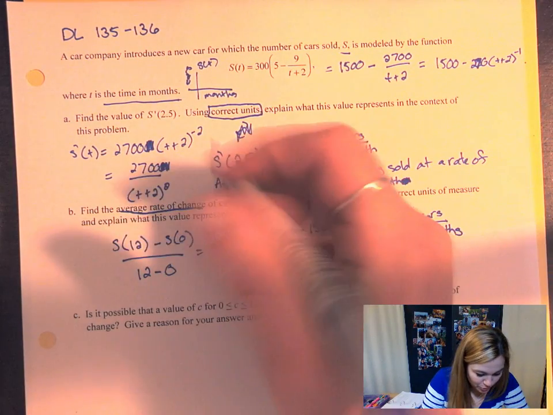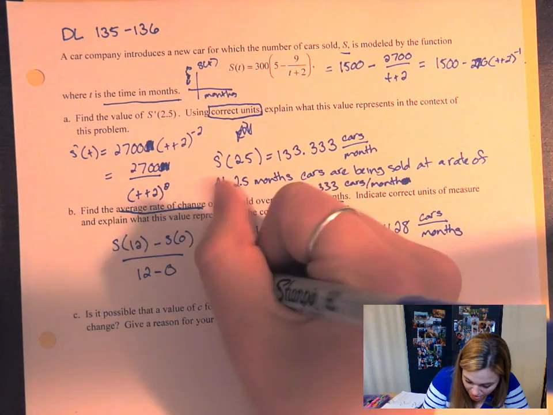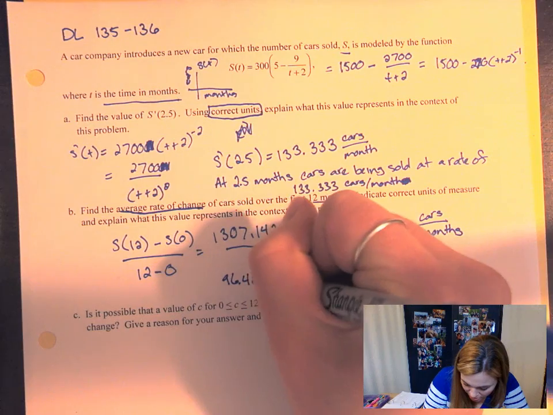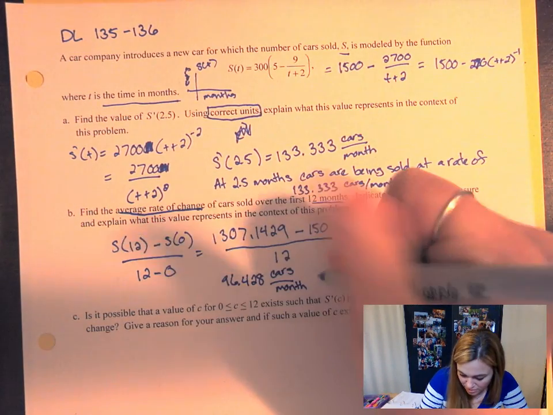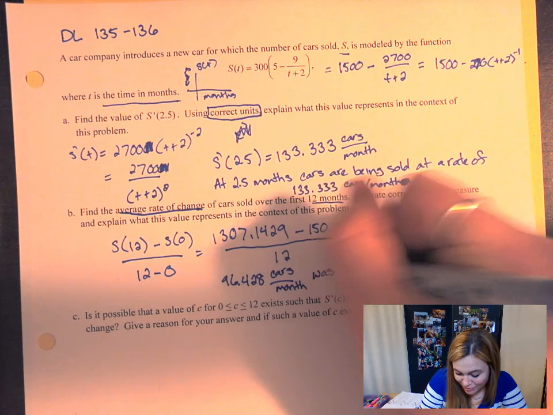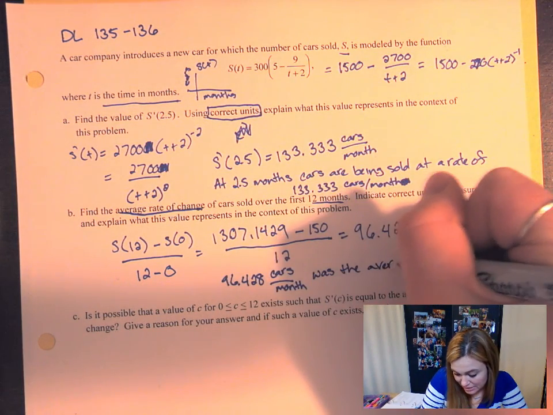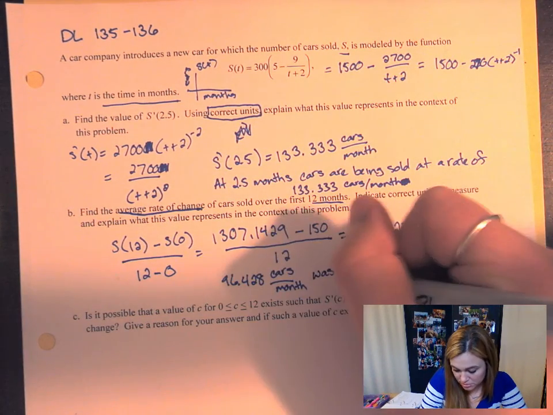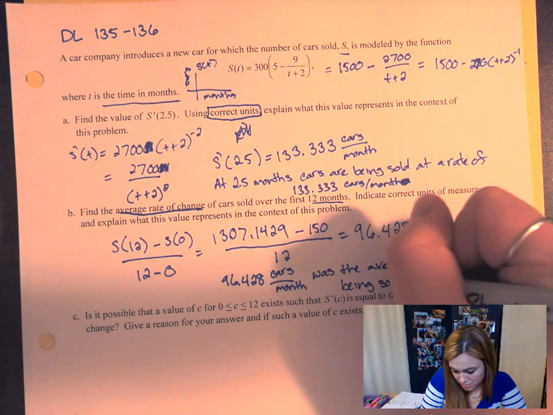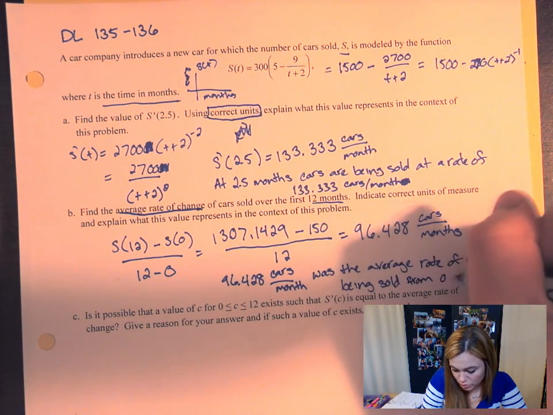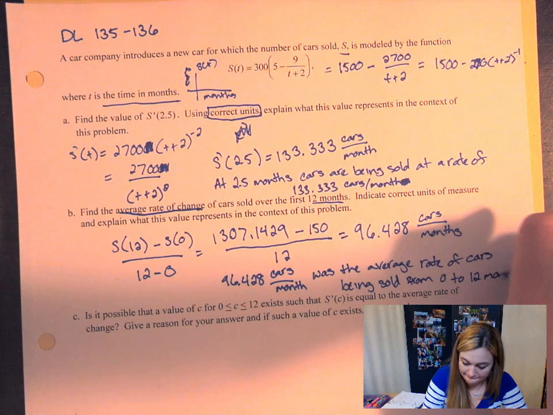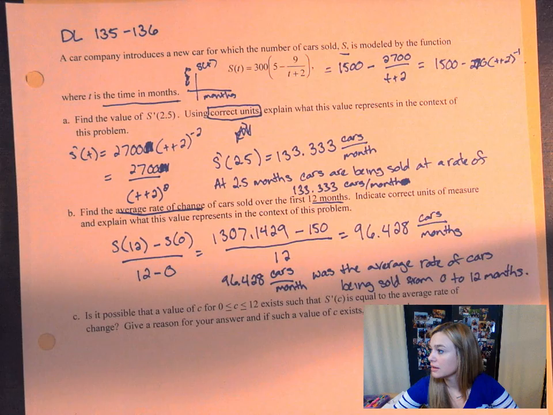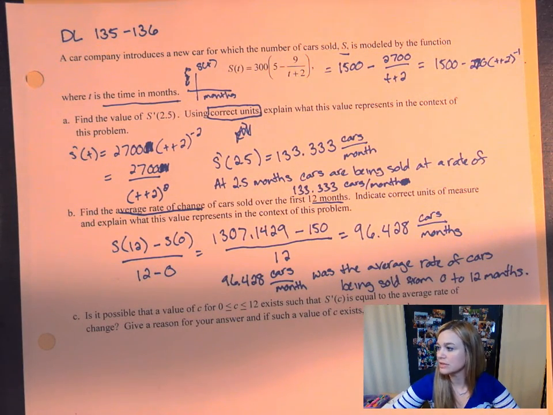So we can say 96.428 cars per month was the average rate, or is the average rate of cars being sold from 0 to 12 months. Boom. Okay, and then if I keep going, sorry, I'm closing out the other video.